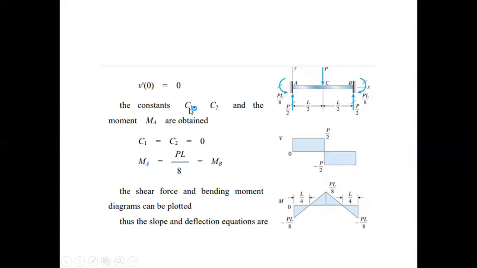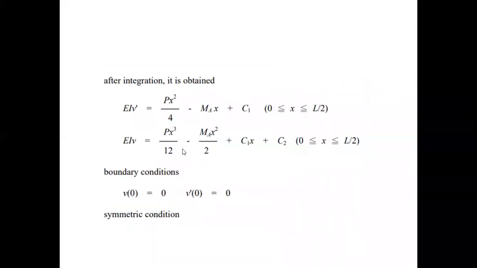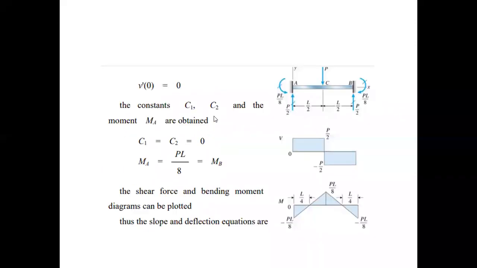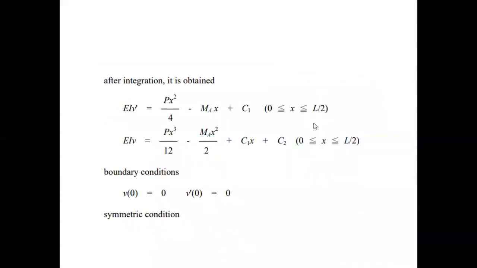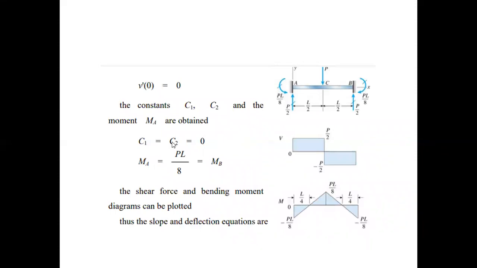So in order to calculate the C1 and C2, this is how we can calculate the value of V dash and V at any point using both the equations. We can see the C1 and C2 can be calculated in this way. C1 is equal to C2 is equal to 0. But we have been calculating it using both of these equations by applying the boundary conditions. So I'm putting the value of C1 and C2.